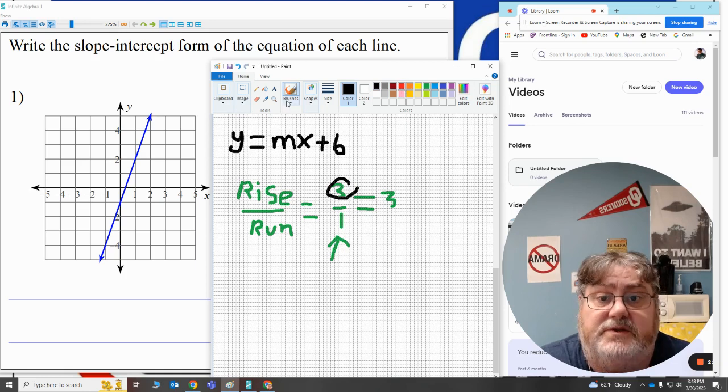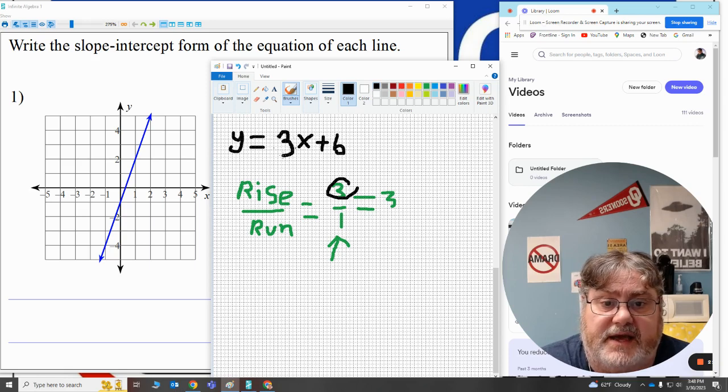And so what we'll do is substitute the m. We'll get rid of the m, and I'll replace it with the number 3. That leaves me with y equals 3x.